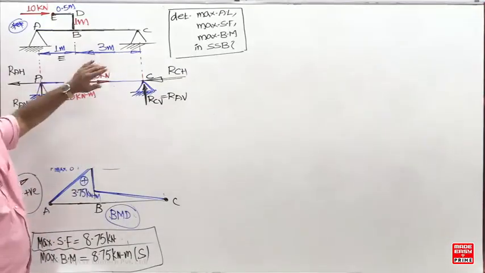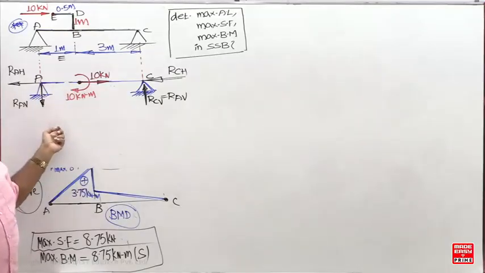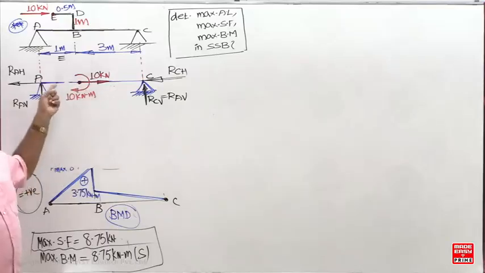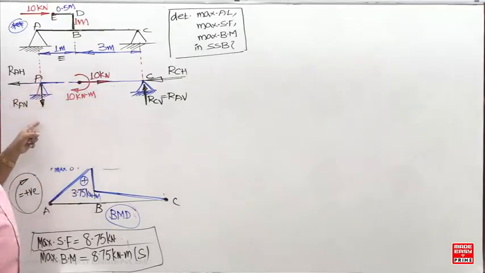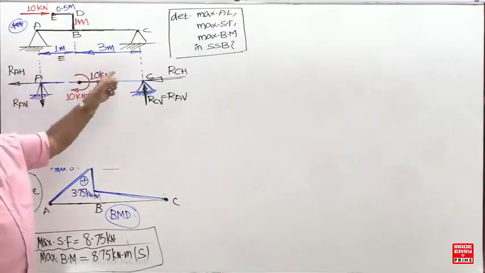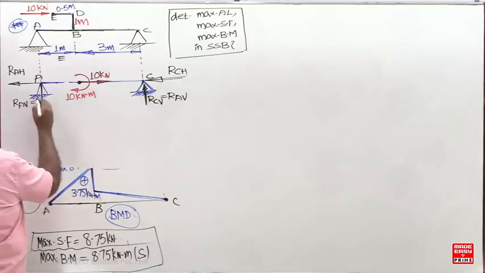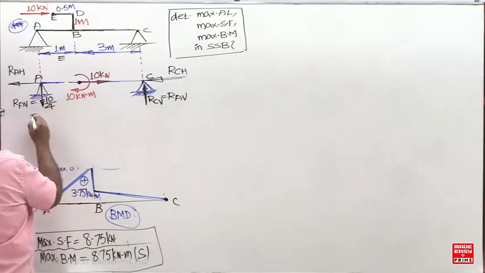First you assume the 10 alone, next the couple alone. When the couple is alone, sigma V is 0, sigma M is non-zero. So what is the reaction now? The net couple, sigma M, is clockwise, so the reaction should be downward. How to find this reaction? Net moment upon the span. What is the net moment? 10 upon 4. 10 upon 4, so it will be 2.25.